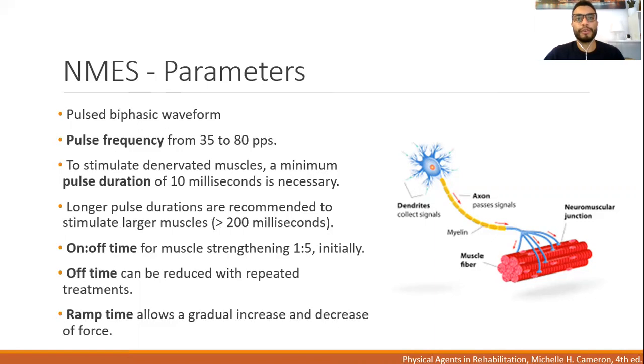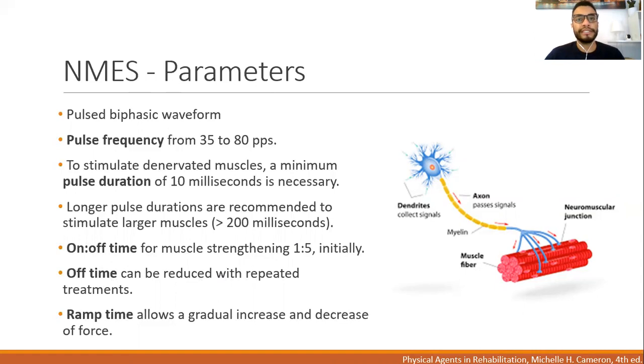The larger the muscles, the more pulse duration we will adjust for these muscles. We can adjust on-off time, which would be similar to the duty cycle, for muscle strengthening. The off time can be reduced with repeated treatments because it's well known that muscles adapt to the stimulus with repeated treatments. This is called adaptation. So the off time can be adjusted in this case.